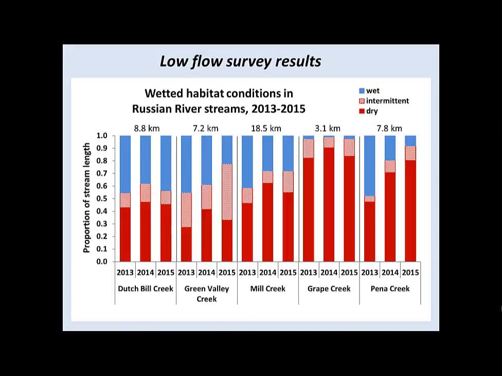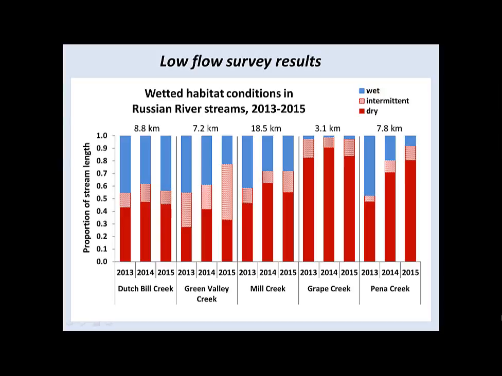So this figure is summing up the data that we've been collecting for the last 3 years and looking at it in terms of proportions. So each bar represents the proportion of the stream that we surveyed that was dry, shown in red, wet, shown in blue, and then the dotted is intermittent. And so the first thing that just jumps out at you is there is a lot of red in this graph. So a high proportion of all of these streams in the last 3 years is going dry.